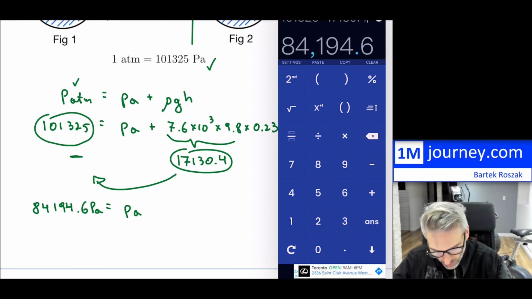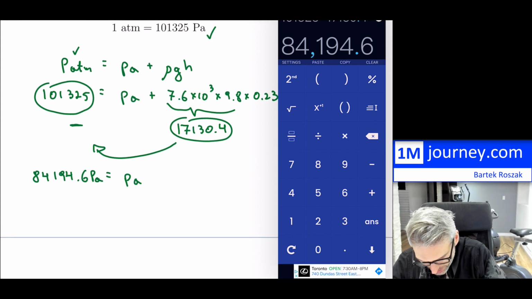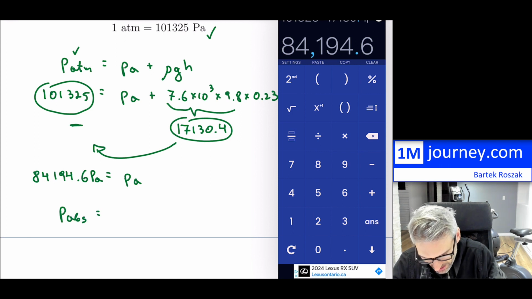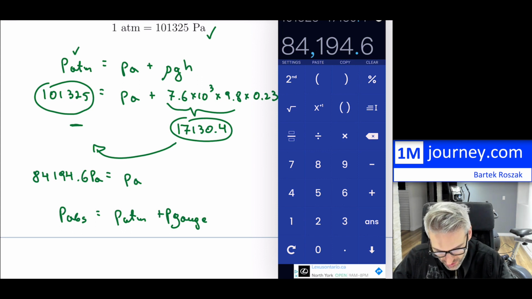Now, don't forget, what is gauge pressure? When you're talking about gauge pressure, your absolute pressure is always equal to the atmospheric pressure plus the gauge pressure. But hold on a second, what did we just do?